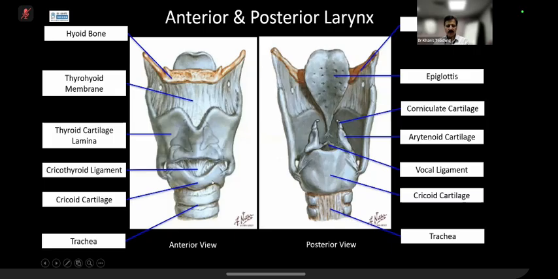Then we come to the second cartilage, which is the cricoid cartilage. Point to remember, the cricoid cartilage is the only cartilage which is a complete ring. Remember that. It is a key cartilage. It is a complete ring. And when a tumor involves the cricoid cartilage, you have to do a complete laryngectomy. Otherwise, at times you can do a partial laryngectomy.